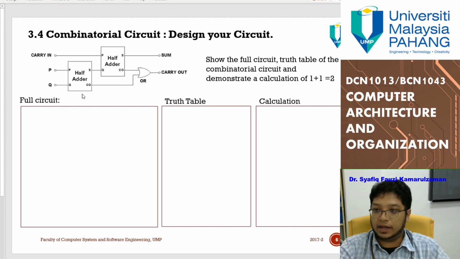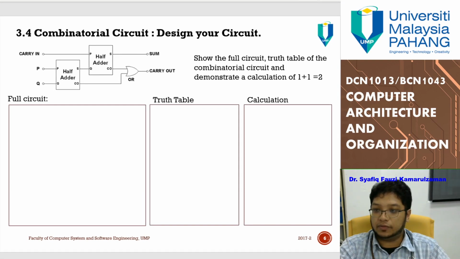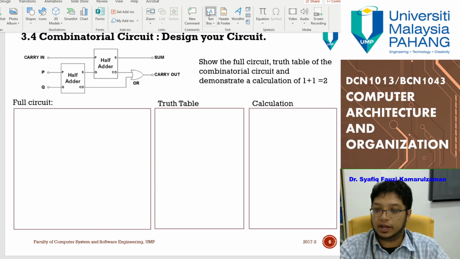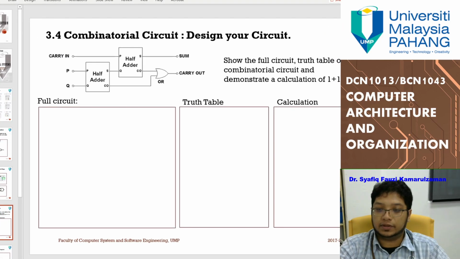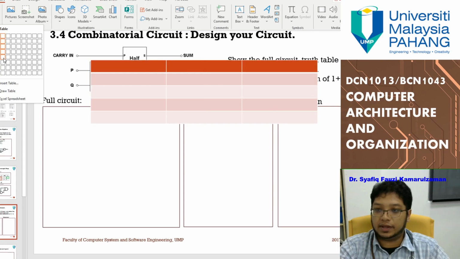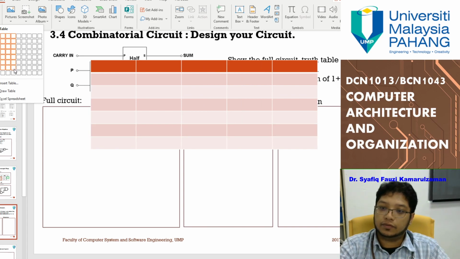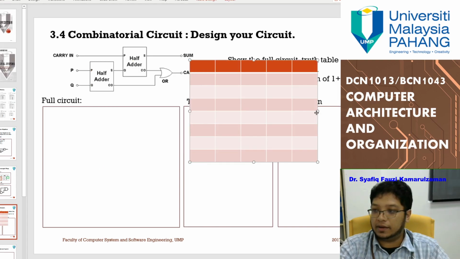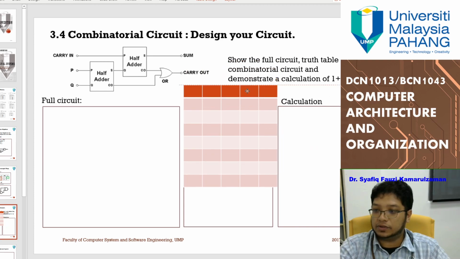Half adder and full adder. This one is full adder. Firstly, we need to draw the truth table. What kind of truth table are we going to draw? I'm going to insert a table from this PowerPoint. We have 3 inputs and 2 outputs, so we need 8 rows. We have this table here for you to use.